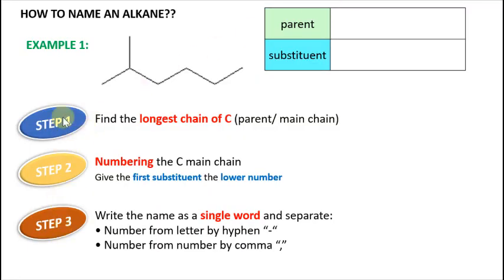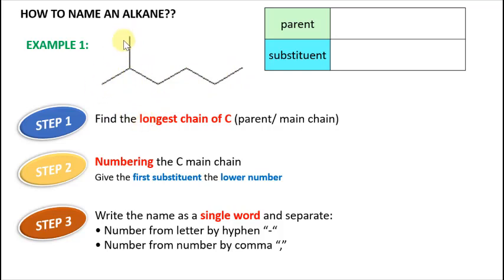There are 3 main steps that must be followed in order to name an alkane. The first step is find the longest carbon chain. So the longest carbon chain is going to be our parent chain or the main carbon chain. For example, for this compound, okay, this root, it can be our longest carbon chain.